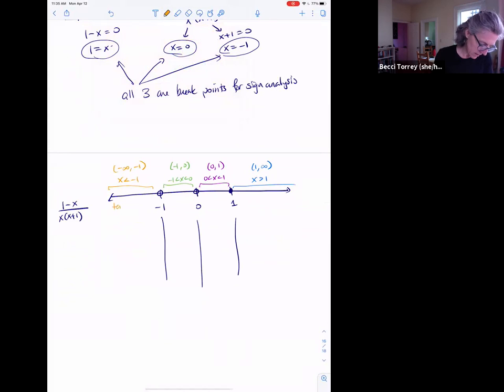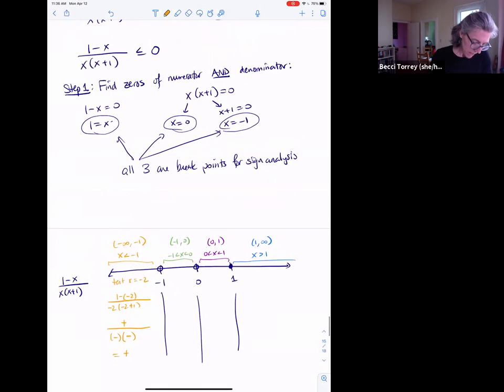So maybe test x equals -2. So we have 1 minus a -2 divided by -2 times -2 plus 1. And 1 minus -2, that's positive, 1 plus 2. So you get a positive number in the top. And then we're multiplying a negative number, -2, multiplied by -2 plus 1 is also negative. So negative times negative is positive. Positive divided by positive is a positive number. But we want the negative numbers. So this is not part of our solution set.